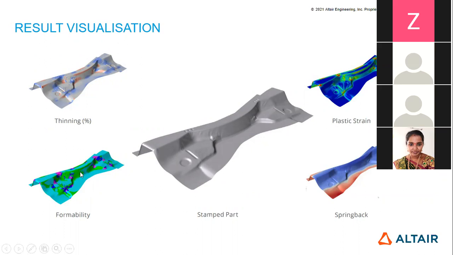So what is the meaning of this green region, and what is the meaning of this cyan and blue region? It also helps us predict the region of the wrinkle and the region of the fracture, for which reason we are getting the wrinkle and which reason we are getting the failures.